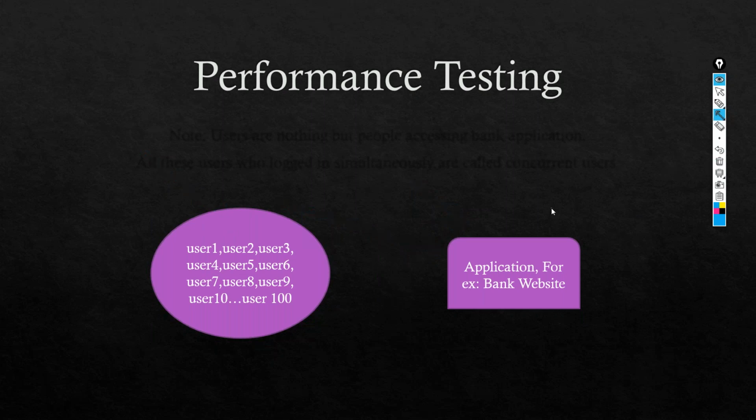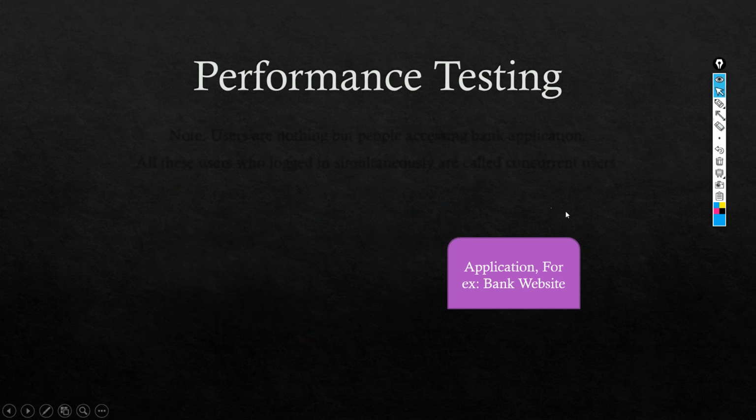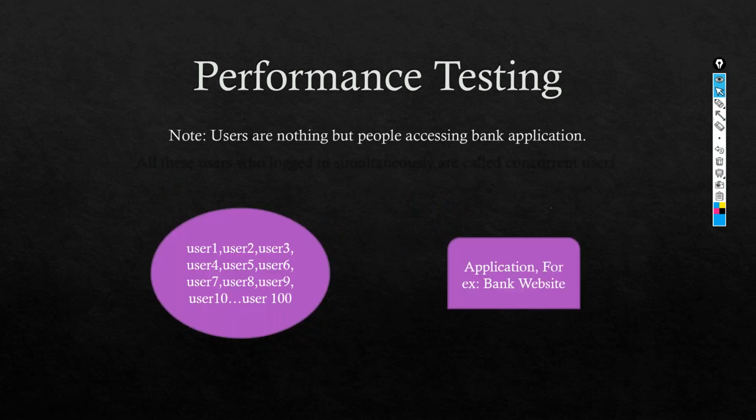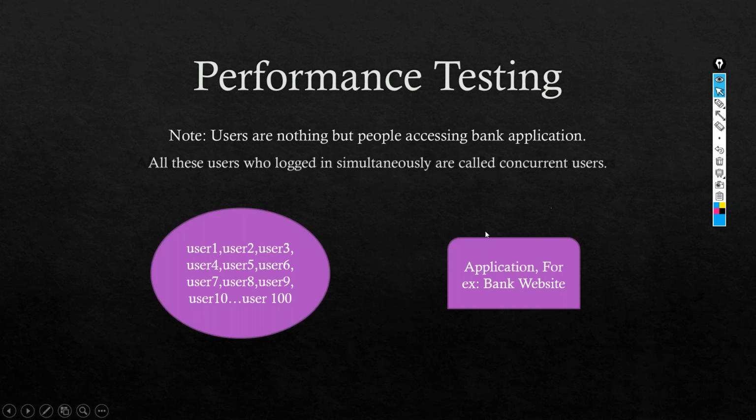And all these users who are accessing this bank application, or who logged in simultaneously, are called concurrent users. In performance testing terminology, these users are called concurrent users. So why do we have to test with these concurrent users?